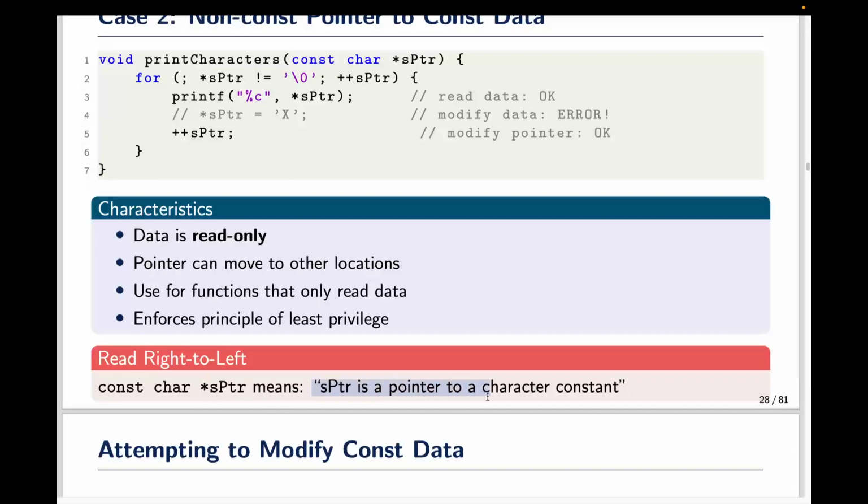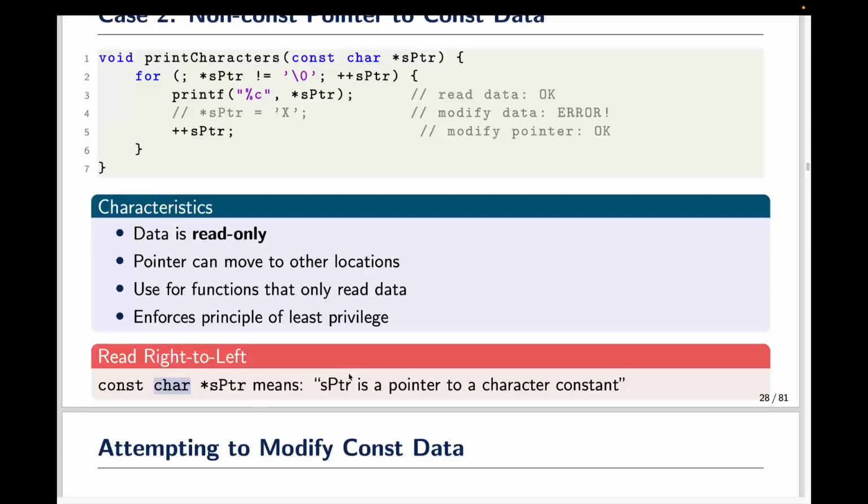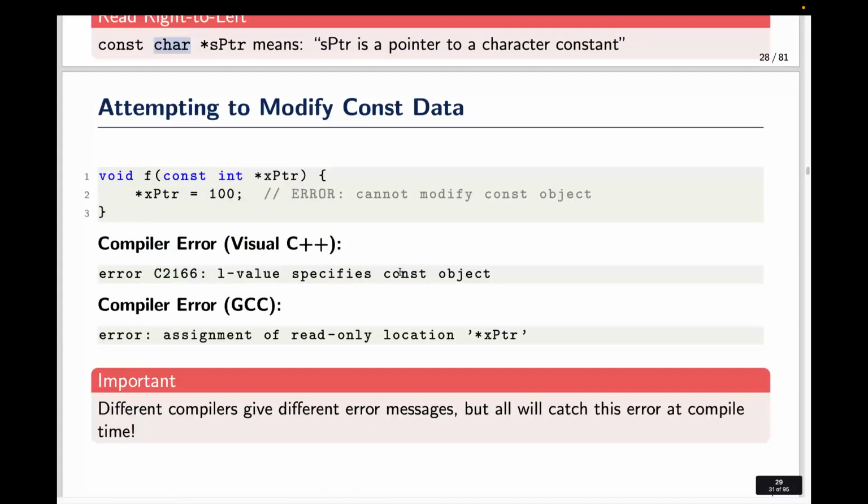Then sPtr is a pointer to a character constant. So this is a character which is constant over there. That's why I'm using this word const with this character. So the position of const is something very, very important. See this very carefully. Then if you are going to try to modify the data, you saw the error automatically.